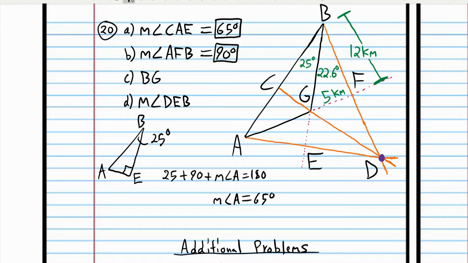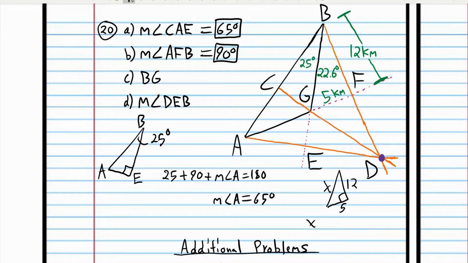BG. We're going to have to use the Pythagorean theorem, and we're going to use this triangle. We just showed that AFB is a 90 degree angle, so that's obviously a right triangle. And I'm going to write that triangle down here. Don't have much room, but I'm going to try to fit it in. So this is 90 degrees. This is 12. This is 5, and we'll call this x.